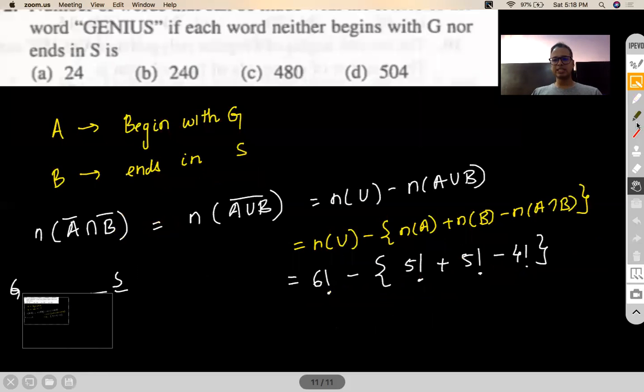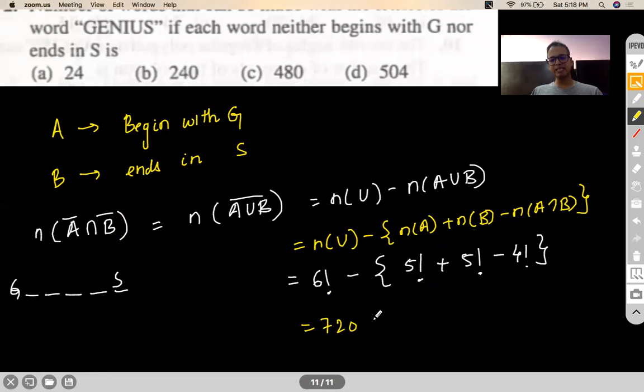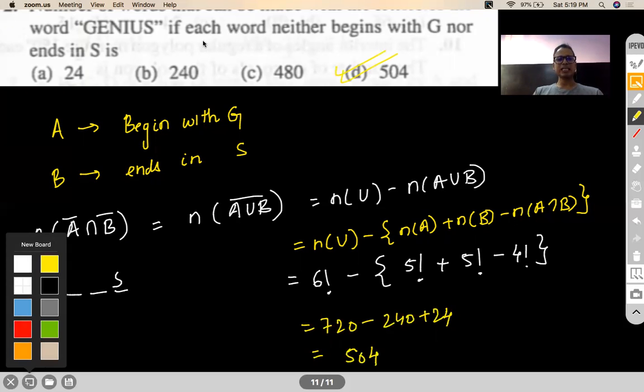Which is clearly 720 minus 240 plus 24. That I think makes up 480 plus 24, which is 504. That's option number D. Some of you would have made cases, I know. That is also fine. But when this is there to help us, why not use it? Okay. Any questions, any concerns, do let me know.